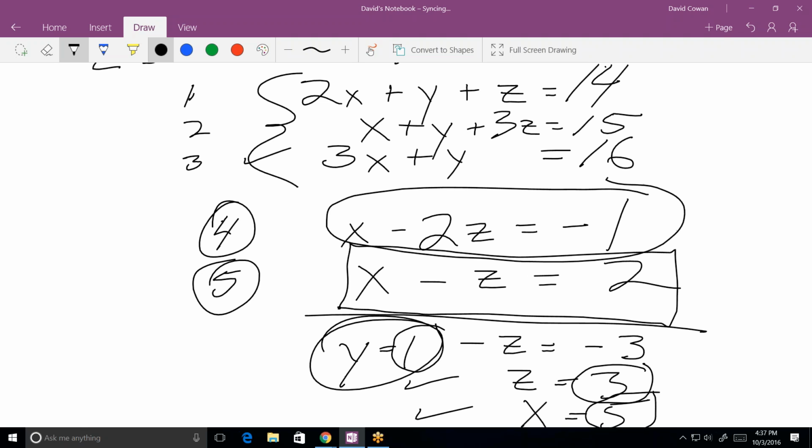And then maybe they would try to eliminate x. Well, if I do that, then my second equation is going to have y and z in it, my first equation is going to have x and z in it, and I won't be able to solve it. Now I have two equations and three unknowns. So the key is to always eliminate the same variable in your equations 4 and 5.